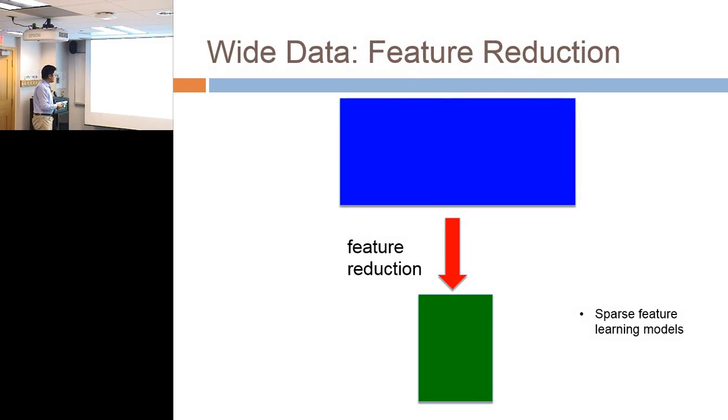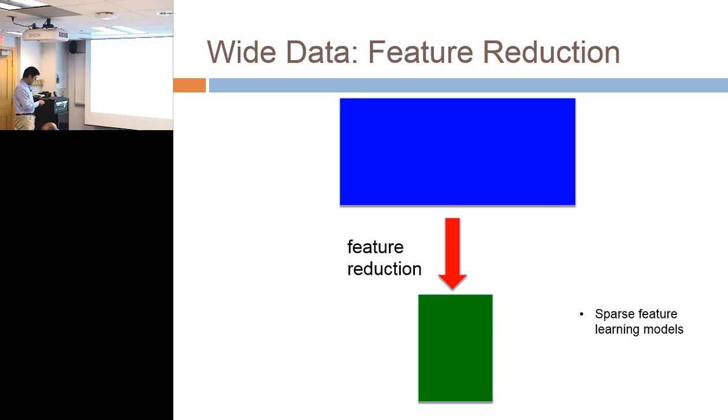Okay, so there are actually many algorithms proposed in the past decades to select important features. One of the most popular and powerful classes of methods is the so-called sparse feature learning models. I will explain in a bit more detail what sparse feature learning models mean.